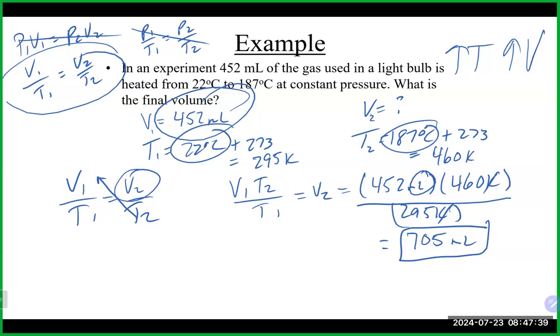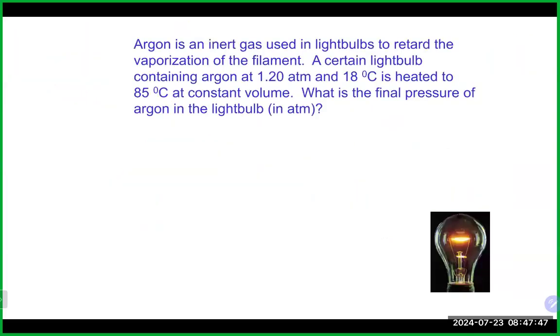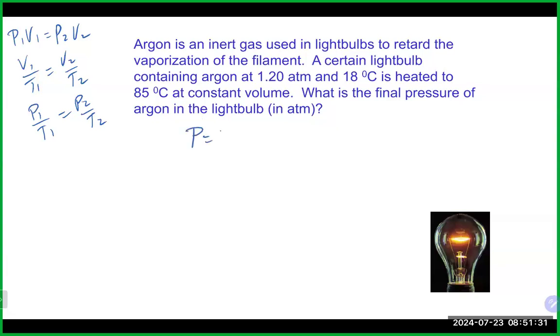Any questions on any of that calculation there? Okay, let's try one more here. Argon is inserted in light bulbs. A certain one contains 1.2 atmospheres at 18 degrees and is heated to 85 degrees. What is the final pressure in atmospheres? Let's take a look. Once again, pulling out the information here. 1.2 atmospheres is a pressure. That goes with a temperature that's 18 degrees Celsius. Again, we have another temperature at 85 degrees Celsius, and we are looking for a pressure.